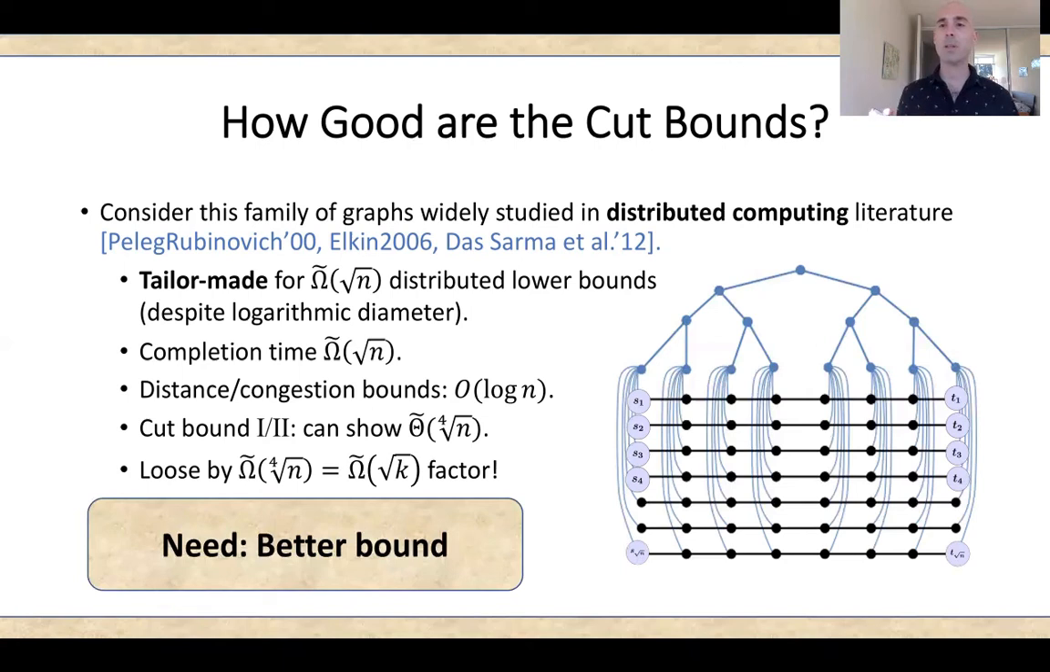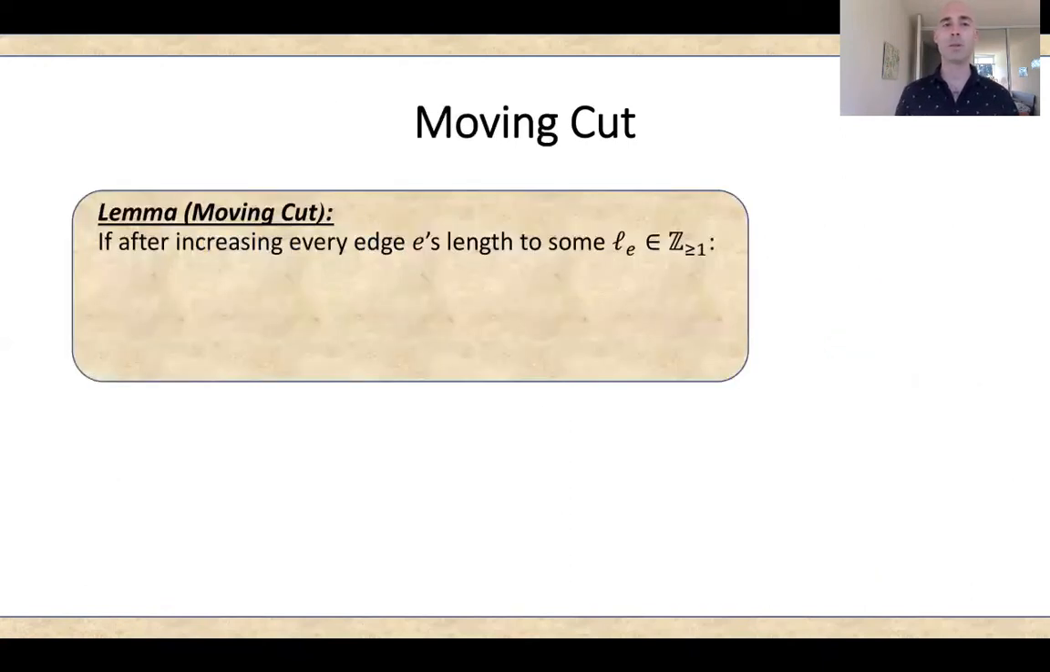So what happens if we extend edge length to be something in the middle between 1 and infinity? And that's exactly what we do in our final lower bound, which we refer to as the moving cut, for reasons which will hopefully be clear in a few slides.